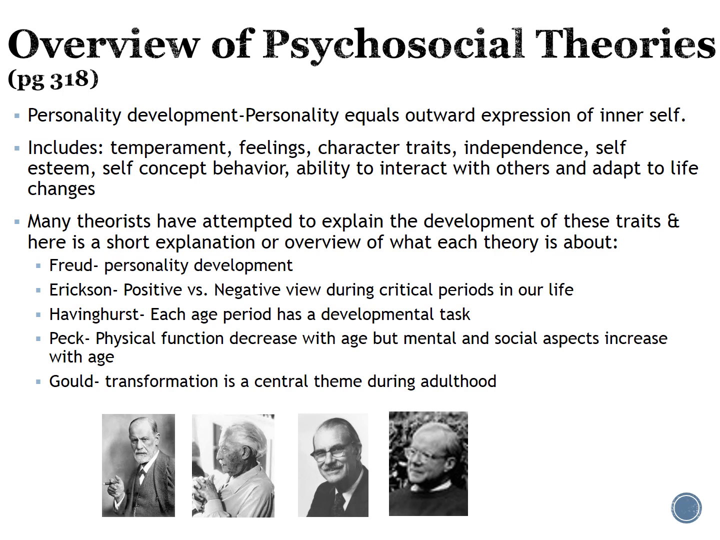Havighurst decided that each period has a developmental task. So we'll talk more about that in another slide. Peck felt that physical function decreases, but mental and social aspects increase with age. And Gould felt that the transformation is a central theme to adulthood.